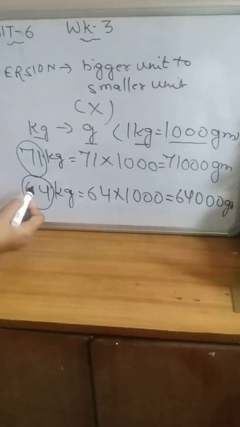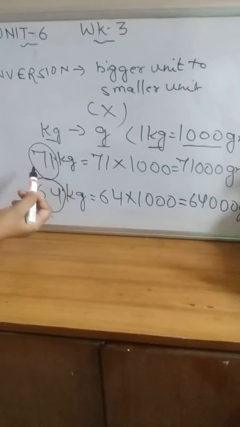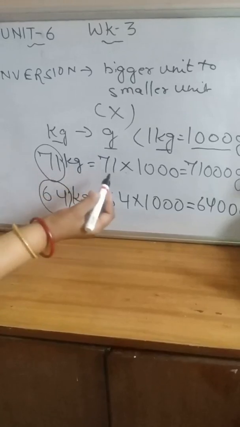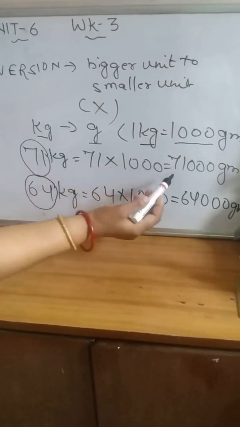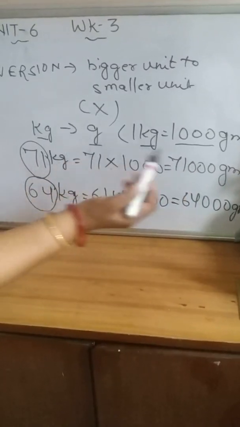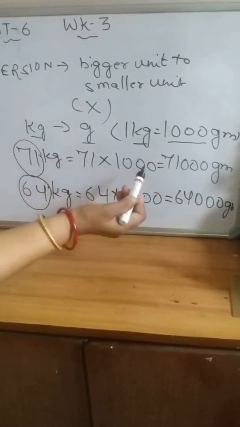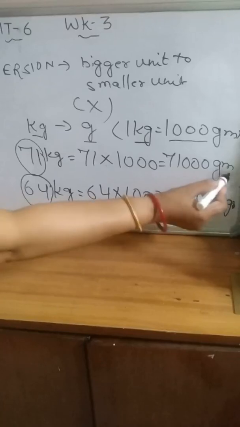Here also you see that 71 kilogram. The number of kilogram, that is 71, is multiplied with 1000. So after multiplication it becomes 71,000 and the unit will be changed from kilogram. Whenever we multiply the number of kilogram with 1000, the unit will also change. The kilogram will become gram.